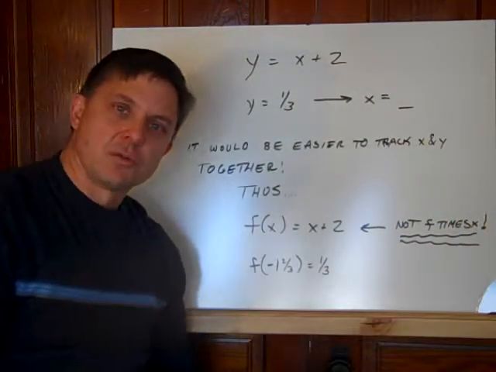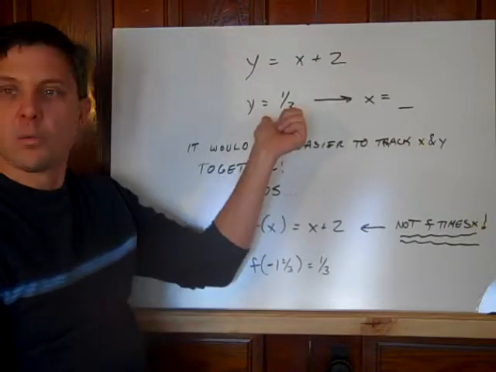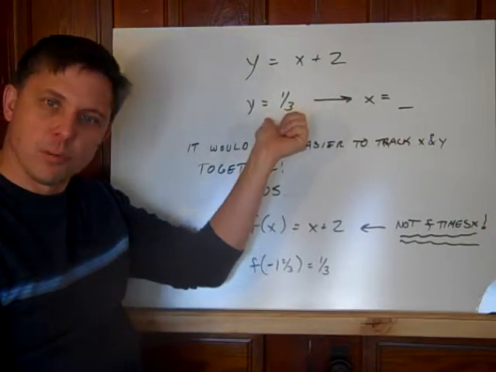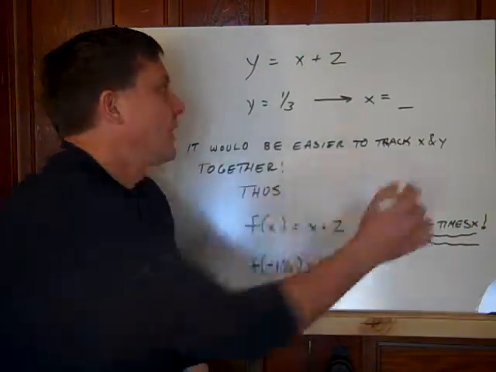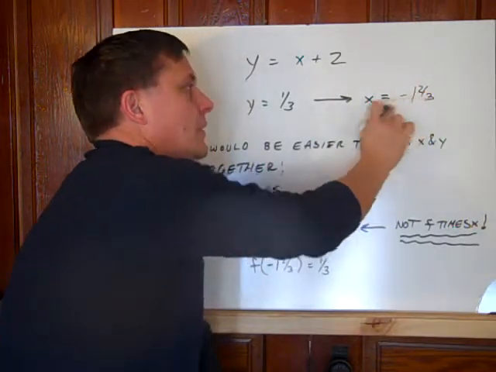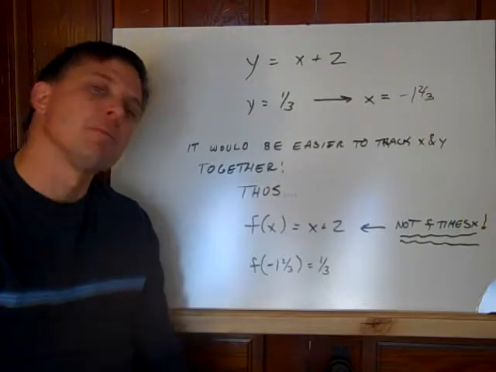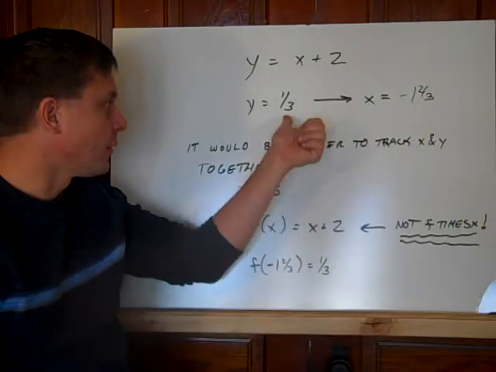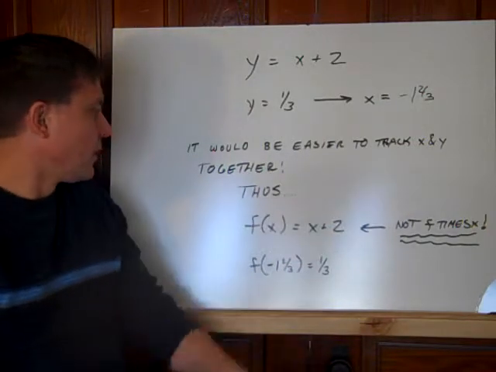But we can make it a little more difficult. You have the equation y equals x plus 2. Well, what if y is 1/3? Well, that's a little more work. 1/3 has to go here. You have to take away 2. It's fractions. Now, trust me, it's negative 1 2/3. All right. 2 minus 1 2/3 is 1/3, or negative 1 2/3 plus 2 is 1/3. It'd be easier to track x and y as a pair, though.